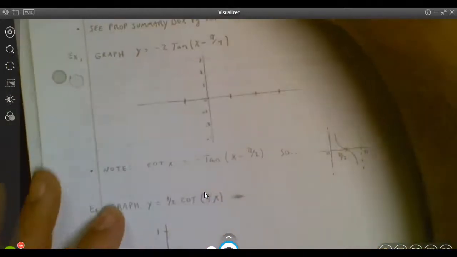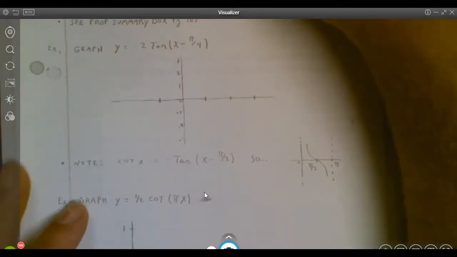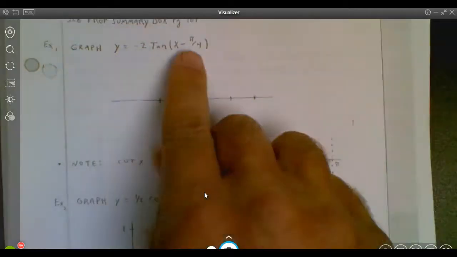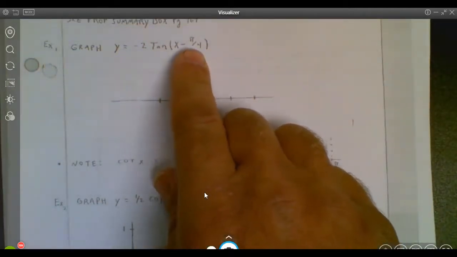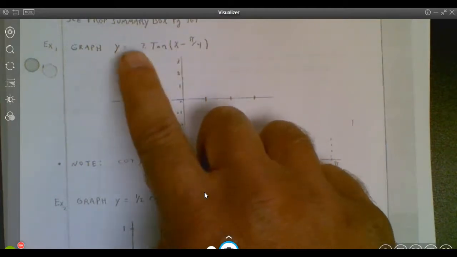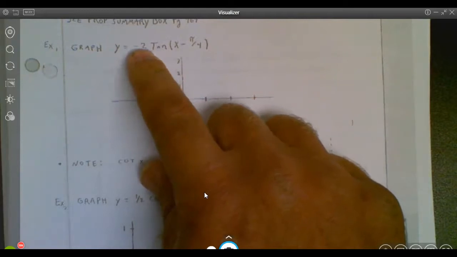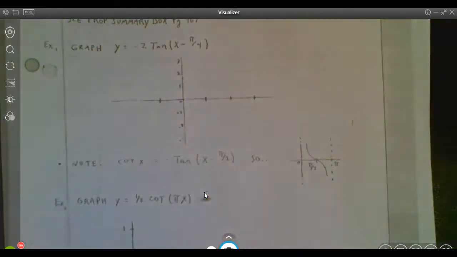So let's look at one of these with some transformations thrown in. If we were going to graph negative 2 tangent of x minus pi over 4, one thing we'll notice right off the bat is this has a horizontal shift, called a phase shift when we're doing trig functions. We also have a vertical stretch factor of 2. We also have a reflection. I try to throw a bunch of things in here so you can see it all.